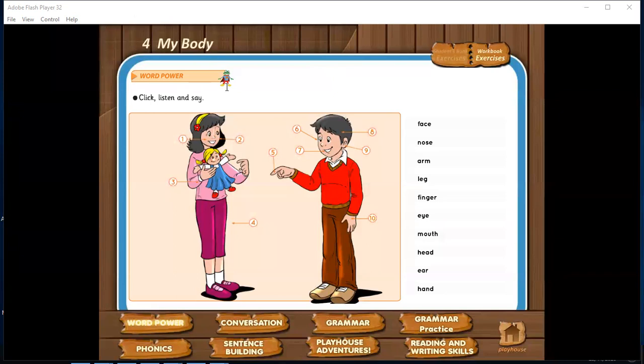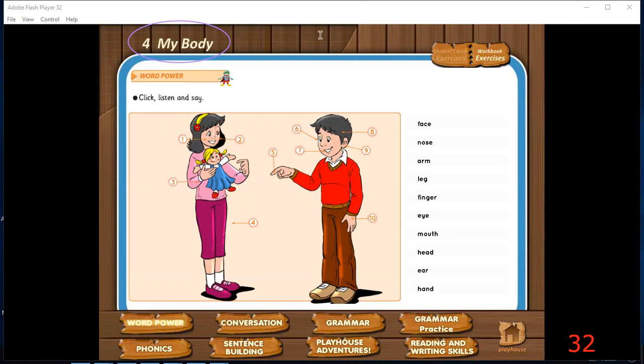Okay, first of all, let's start Unit 4, page 32, My Body. Do you see the title? My Body. Unit 4, My Body, page 32. I'm going to write here the page, okay? 32. Well done.